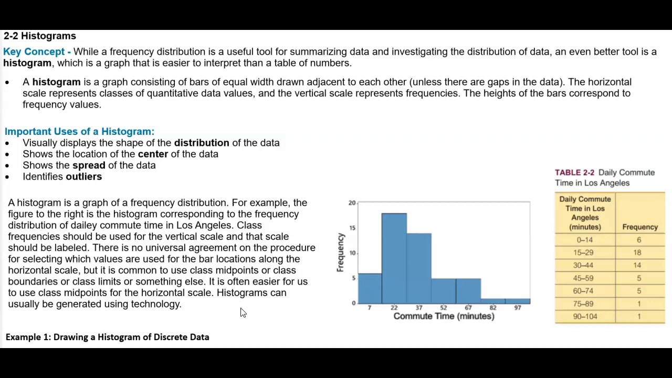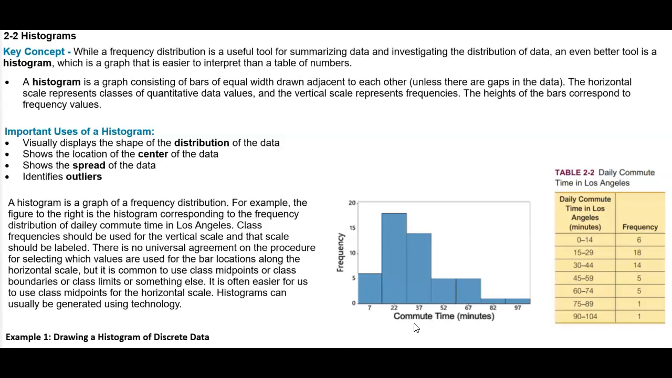There is no universal agreement on the procedure for selecting which values are used for the bar locations along the horizontal scale, but it is common to use class midpoints or class boundaries or class limits or something else. It is often easier for us to use class midpoints for the horizontal scale, and histograms can usually be generated using technology.